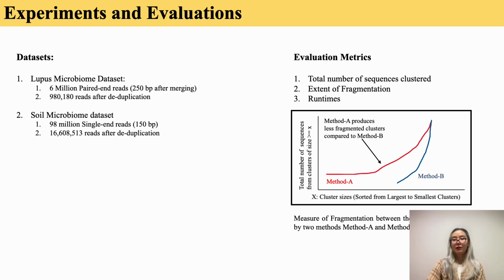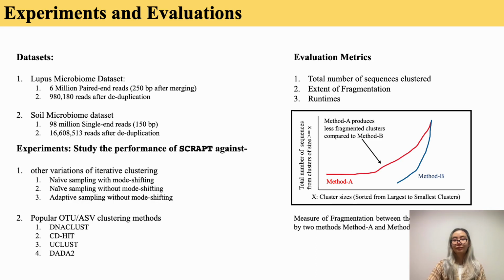To compute the extent of fragmentation, we order all the clusters in decreasing order of their sizes, and for every size x, we measure the total number of sequences contained in clusters of size x or greater. This mirrors the approach used to evaluate the contiguity of genome assembly. We draw your attention to the figure. We compare two clustering methods, A and B. Method A is said to be less fragmented than method B. The higher the curve, the lower the extent of fragmentation.